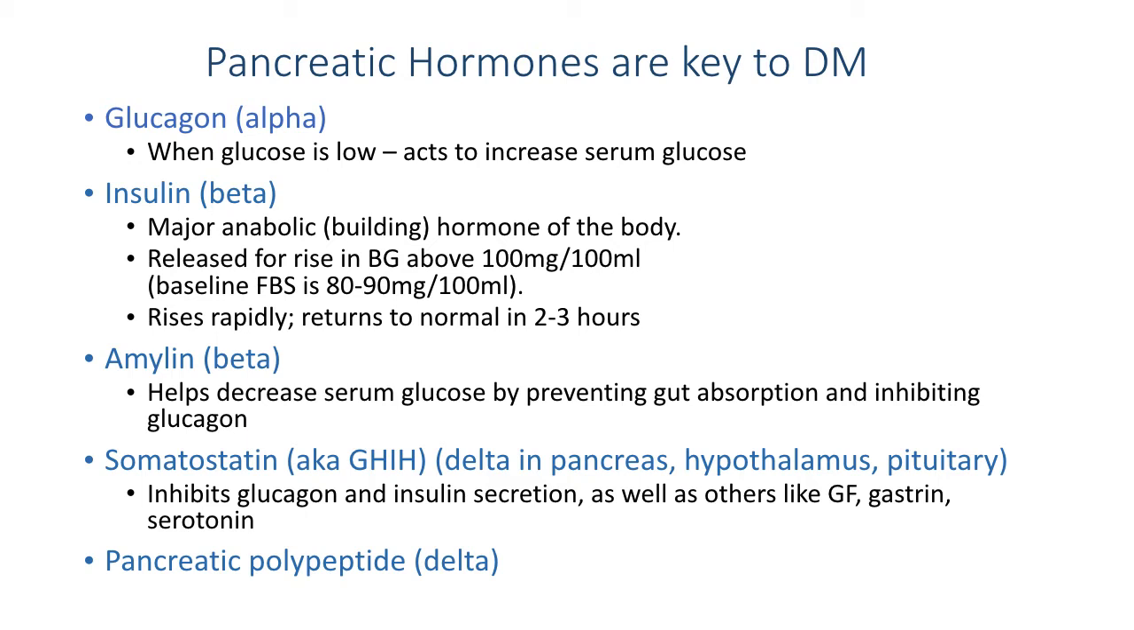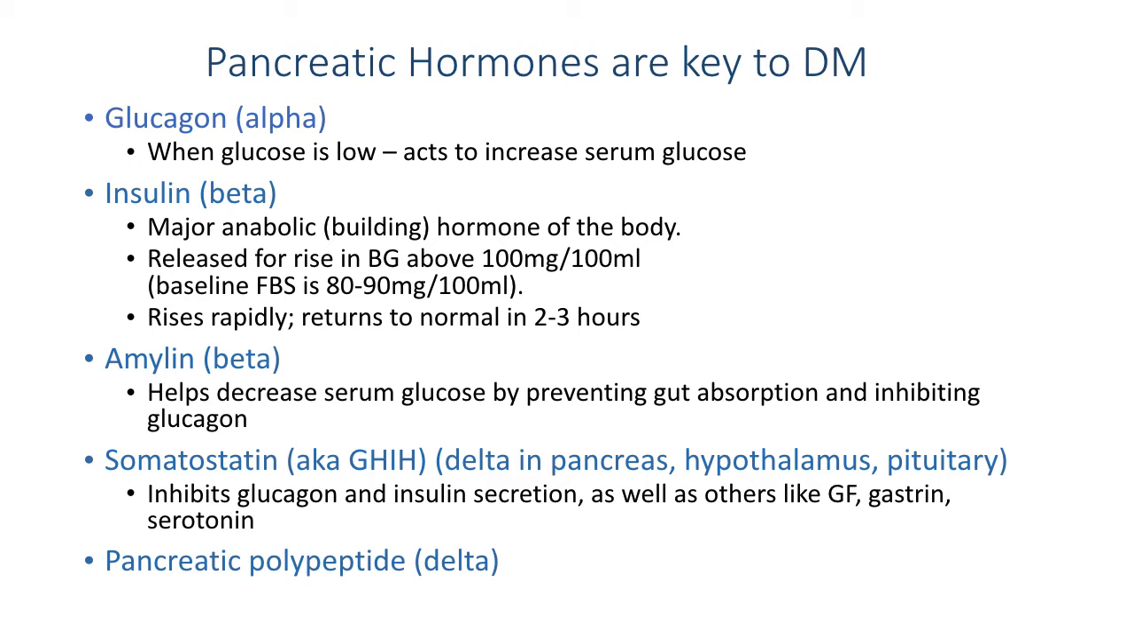So pancreatic hormones, glucagon. So our alpha cells, when glucose is low, act to increase the serum glucose. Insulin from our beta cells. This is our major building hormone throughout the body, and it's released for a rise in blood sugar above 100. So when your sugars go above 100, you're going to be releasing insulin. It's going to rise rapidly and then return to normal in about 2 to 3 hours. Amylin, also from the beta cells, is going to decrease the serum glucose by reducing gut absorption of glucose, so we don't absorb our glucose as well, and then inhibiting the production of glucagon, again, which causes a rise in blood sugar. So it's going to inhibit glucagon.